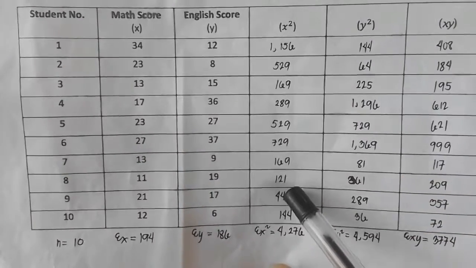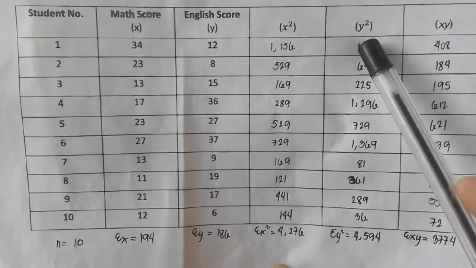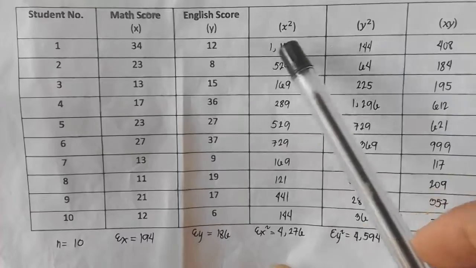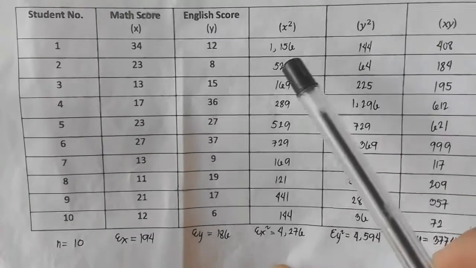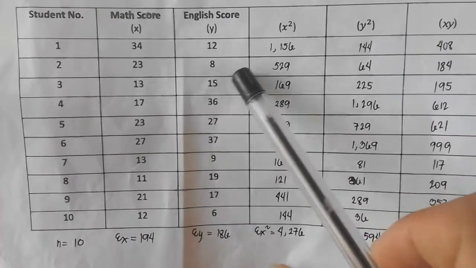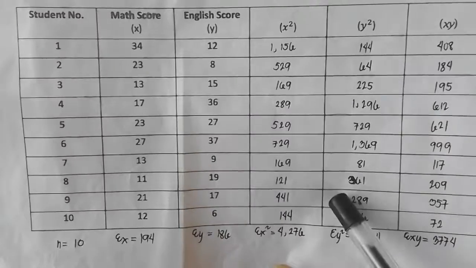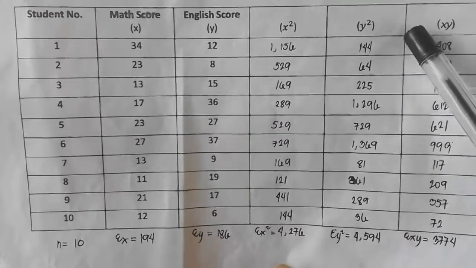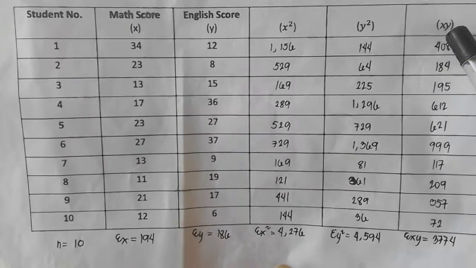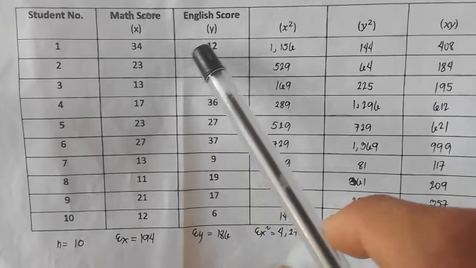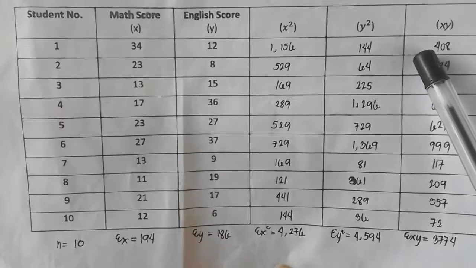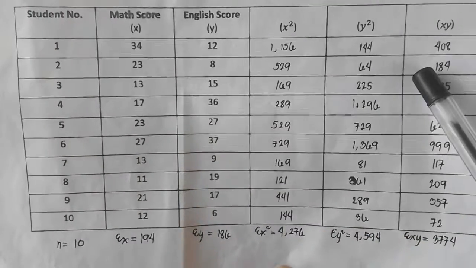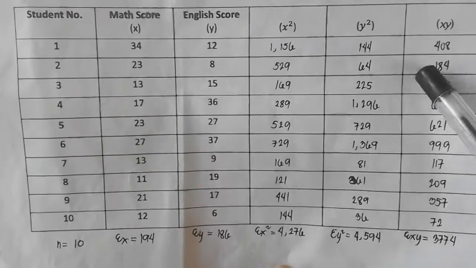Then get the y squared also. In getting the y squared, 12 times 12 equals 144. 8 times 8 equals 64, and so on. And get the product of the x and y. For example, 34 times 12 equals 408. 23 times 23 equals 148, and so on.